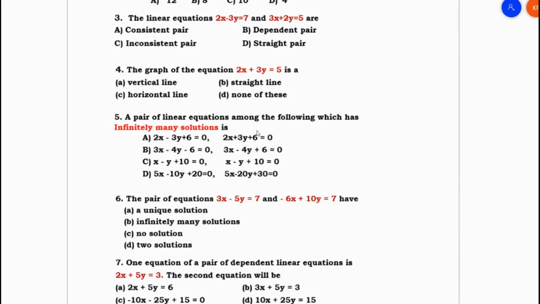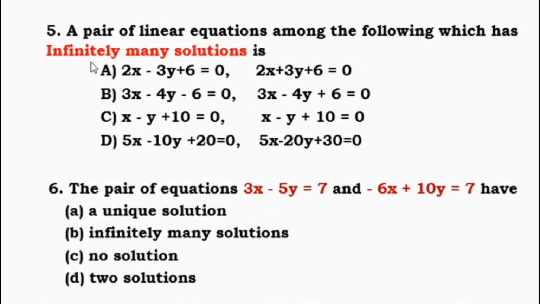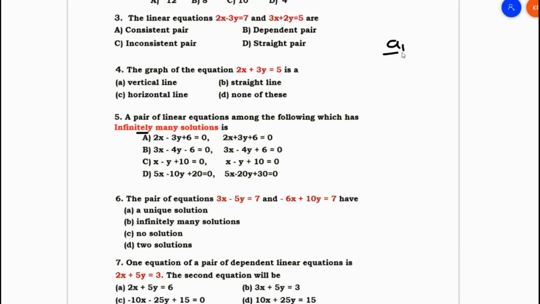Fifth question, a pair of linear equations among the following which has infinitely many solutions is. They have given four options. We are going to find the correct option among these four pairs of linear equations. As lines have infinitely many solutions, they are coincident lines, and the condition is a1 by a2 is equal to b1 by b2 is equal to c1 by c2. Now we are going to check each and every option whether they are satisfying the given condition or not.